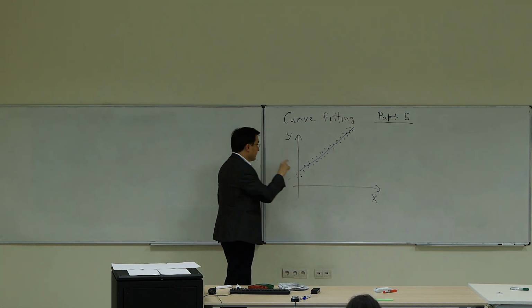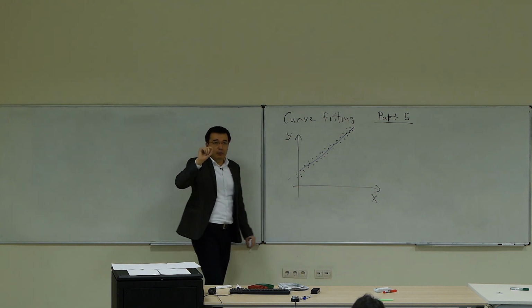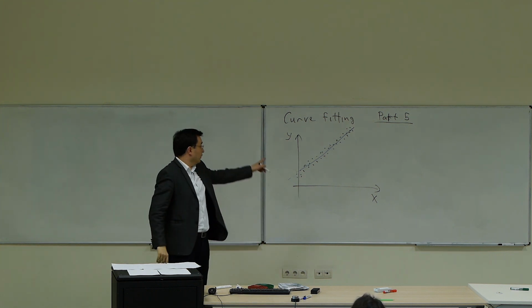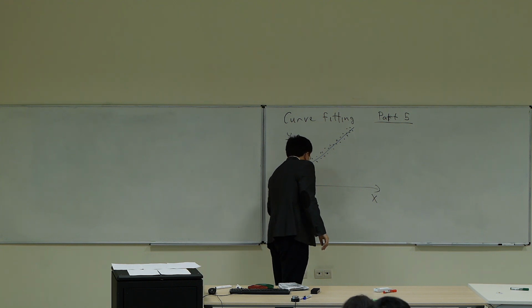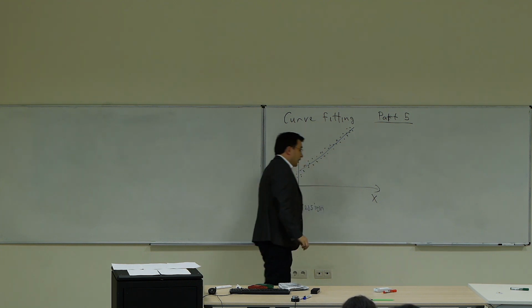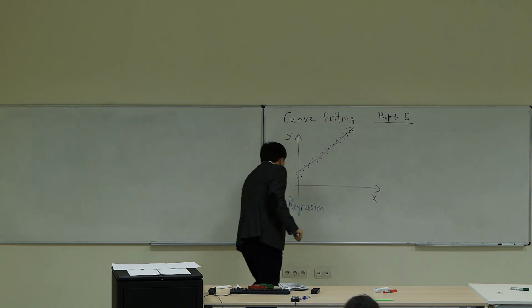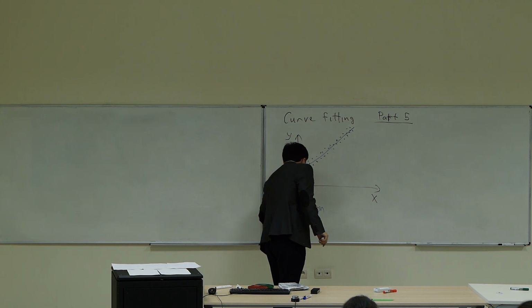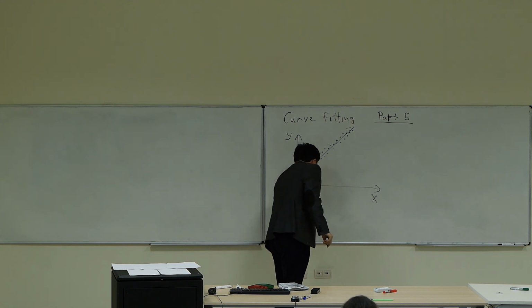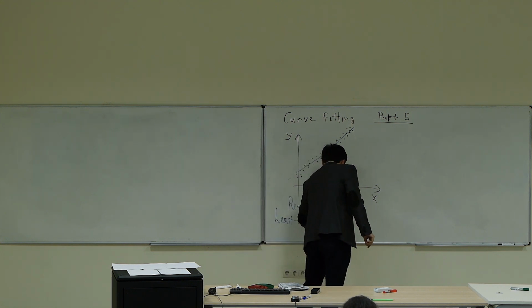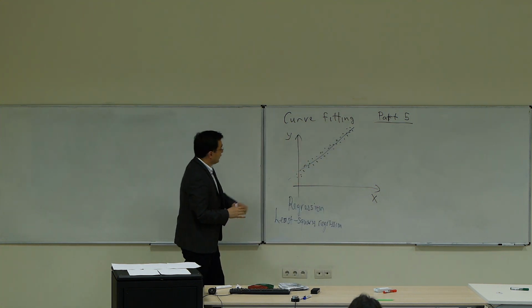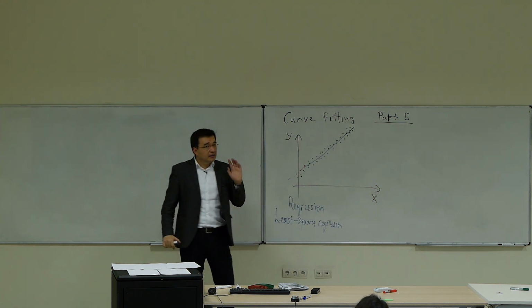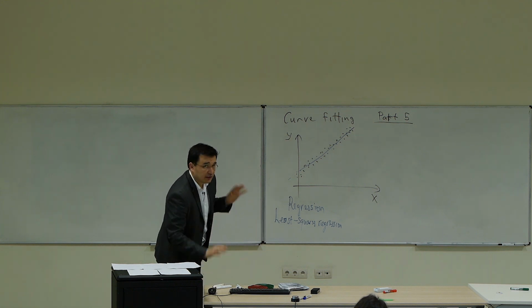The task of finding that curve which approximates the functional form of those points is called a regression. And one particular form is called least squares regression. Here it looks like a linear, it doesn't need to be linear. In the most general case, it doesn't need to be linear.